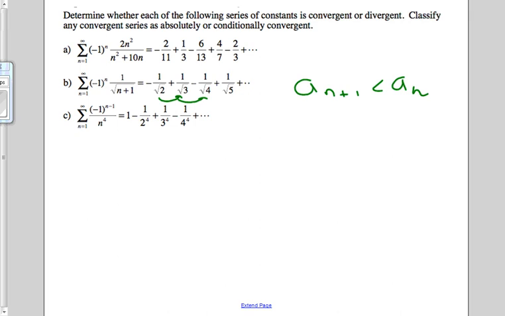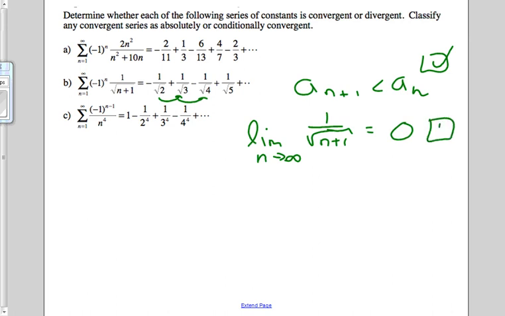And that's one of our criteria. The other one is that the limit as n approaches infinity of my nth term, 1 over root n plus 1, will equal 0. So our nth term is approaching 0 and our n plus 1th term is less than our nth term. So therefore, we know that this is at least conditionally convergent.